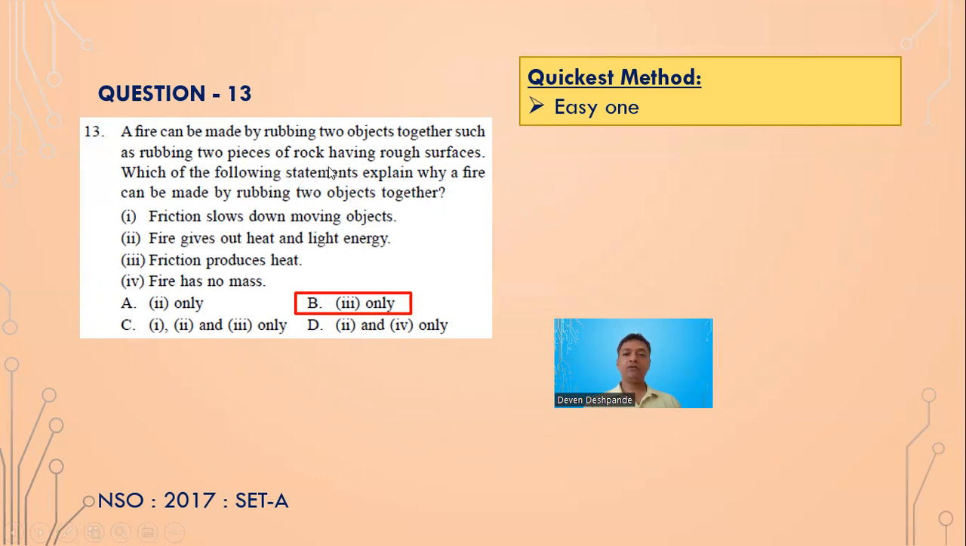So again, the only option which is true is friction produces heat, isn't it? So in winter, when you rub your hands, they become hot or warm because friction produces heat, isn't it? And B is the only correct answer. It is the only correct option, number 3.